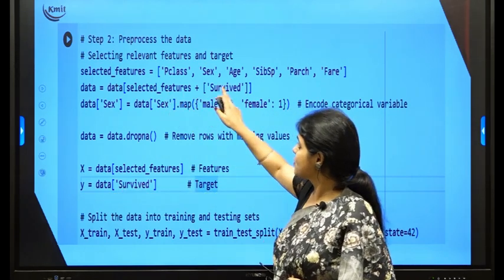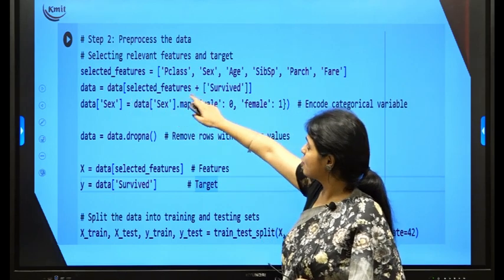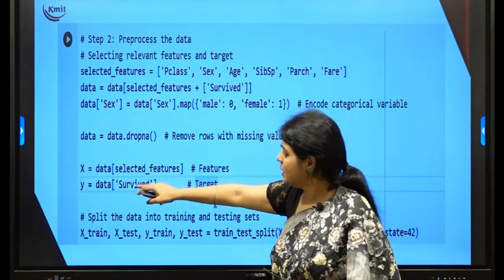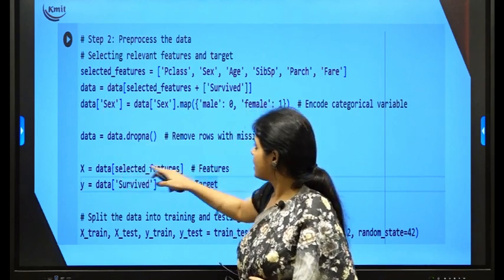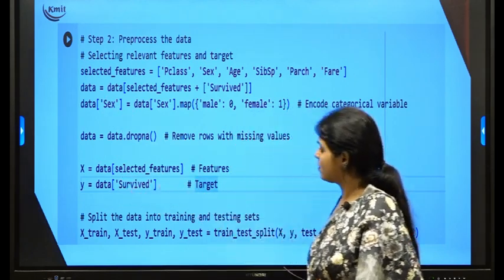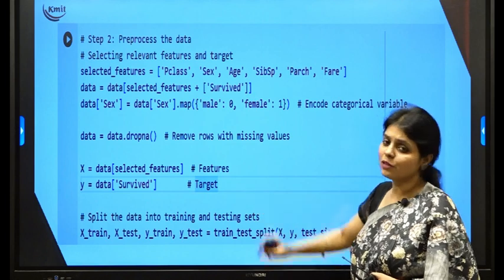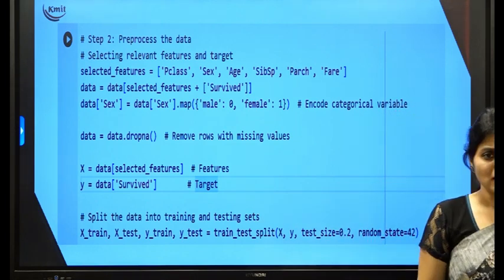This is my input, this is my output. The entire data set consists of input and output, so I want to separate that. So X is equal to data of selected features, Y is equal to data of survival. Now these are the input features, this is the target variable. X has input features, Y is the target variable.